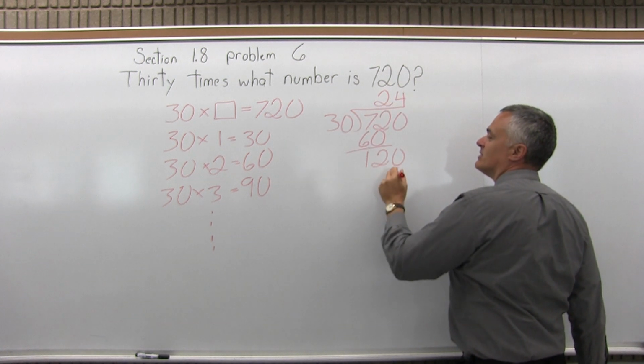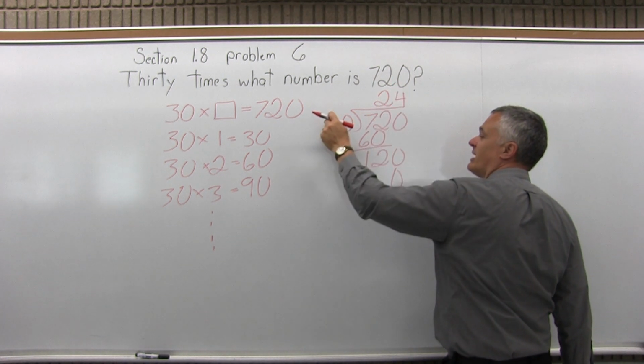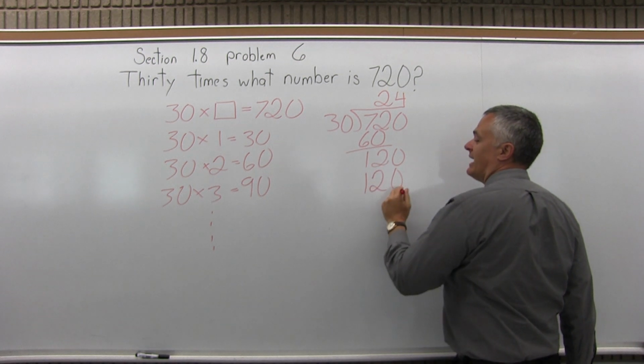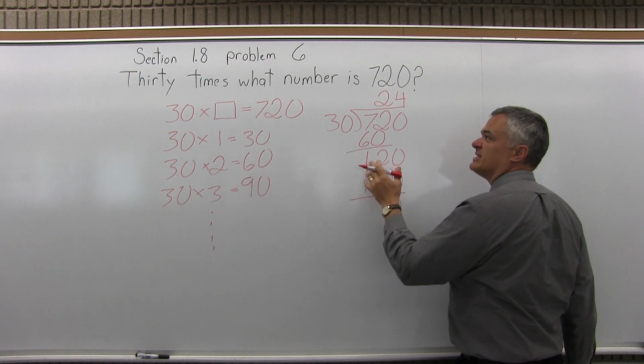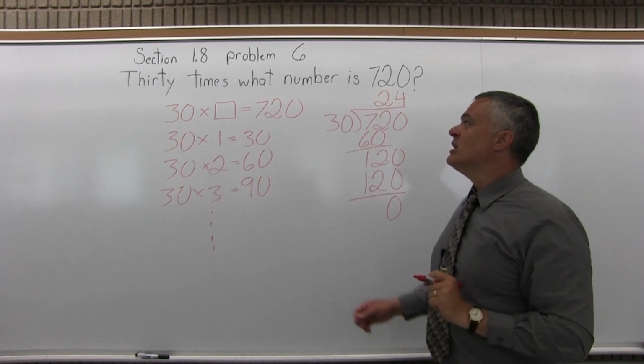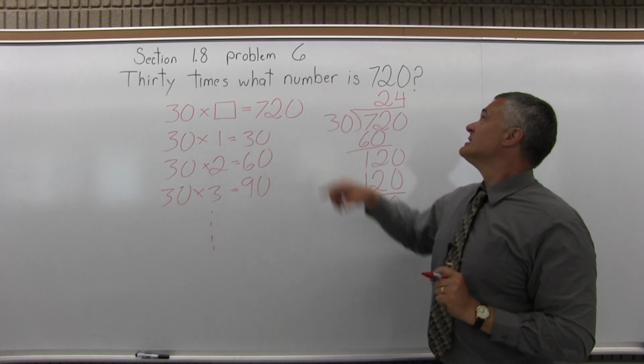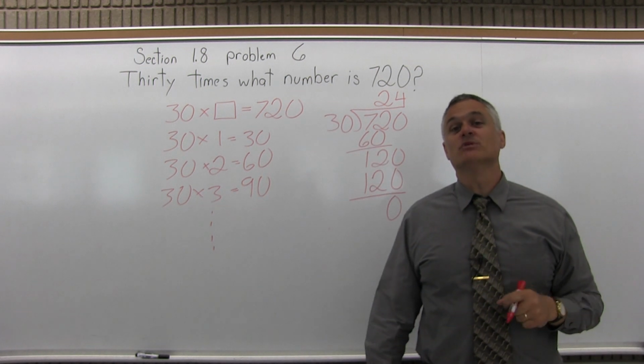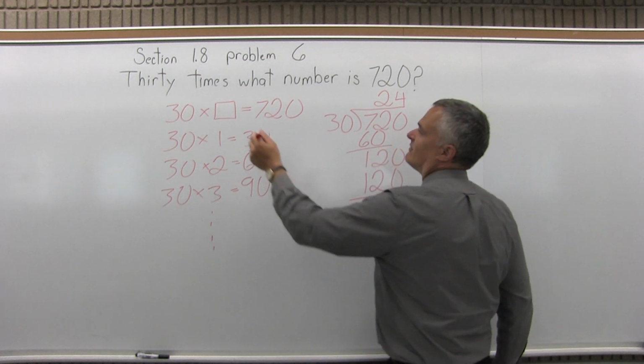4 times 0 is 0. 4 times 3 is 12. And when I subtract, the remainder is 0. It fits in evenly. So the answer is, 30 times what number is 720? 30 times 24 is 720.